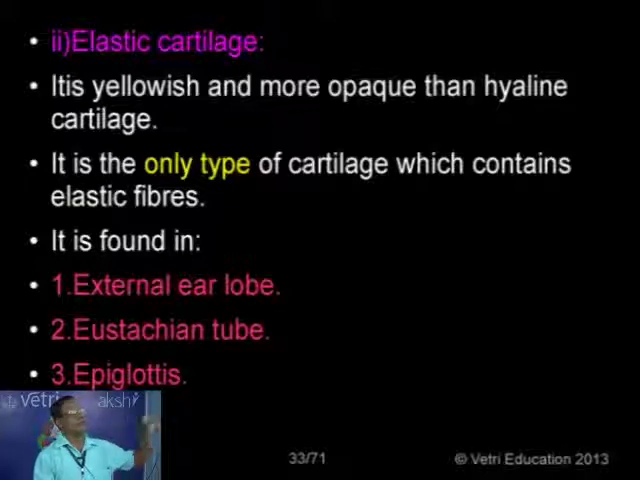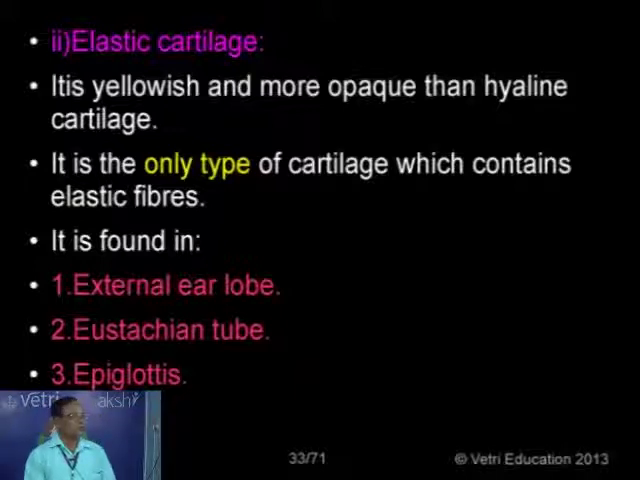But here, because of the presence of yellow fibers, elastic fibers, the cartilage becomes more opaque than the hyaline cartilage. And it is the only type of cartilage out of three which contains only the elastic fibers or yellow fibers. So the elastic fibers are only present in this type of cartilage. The elastic cartilages are highly flexible in nature. For example, you can just fold it. It cannot be broken while you are folding or compressing it. Nothing would happen to that one. This is because of the flexibility, and that too because of the elastic fibers.